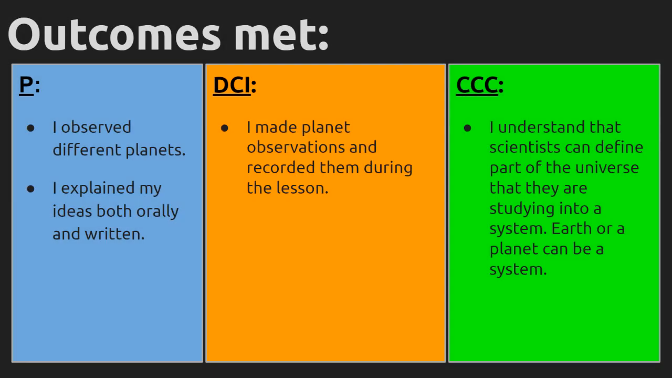You meet these outcomes if during the lesson you observe the different planet models, you explain your ideas orally and in writing, you make planet observations and record them during the lesson. It's basically participation in what we're doing. And then cross-cutting concepts. I understand that scientists can define part of the universe that they are studying into a system. And an Earth or a planet can be an example of a system.